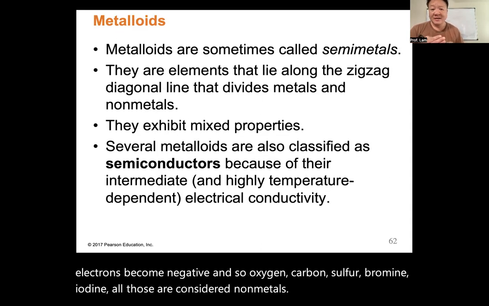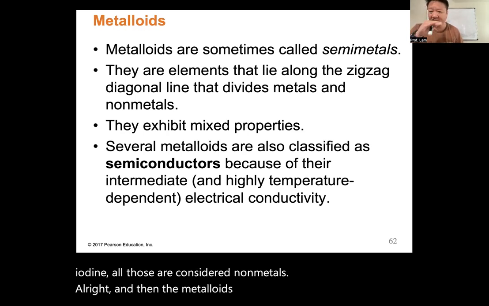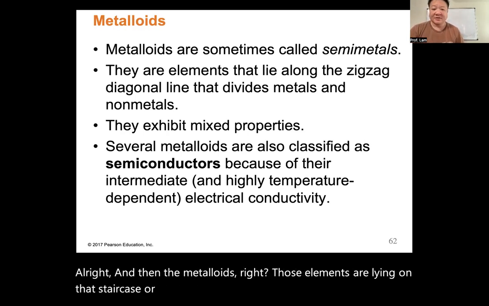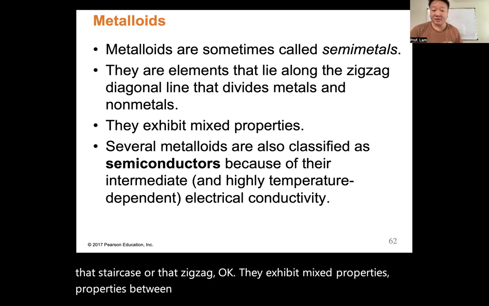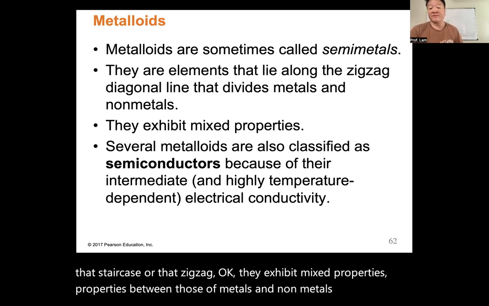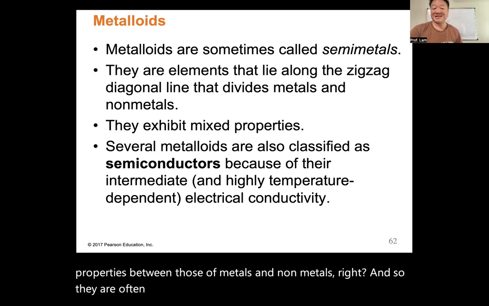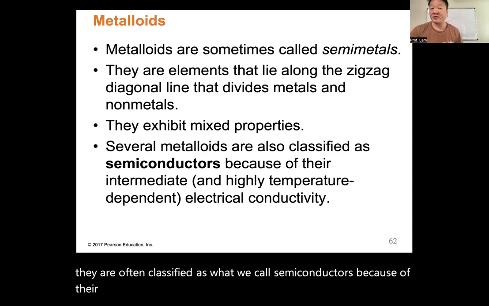All right, and then the metalloids, right? Those elements that are lying on that staircase or that zigzag, okay, they exhibit mixed properties, properties between those of metals and nonmetals, right? And so they are often classified as what we call semiconductors because of their intermediate electrical conductivity.